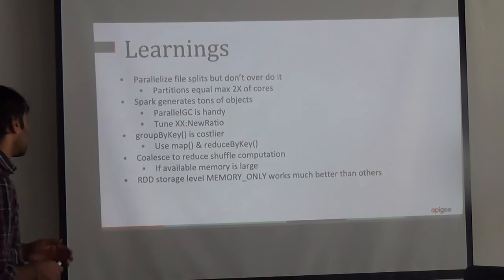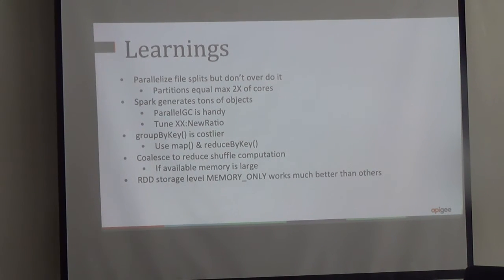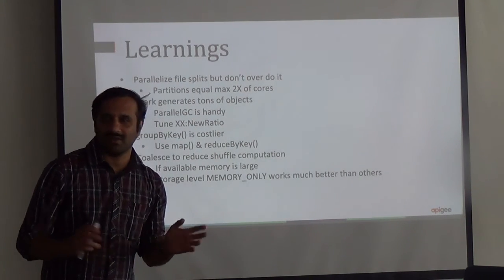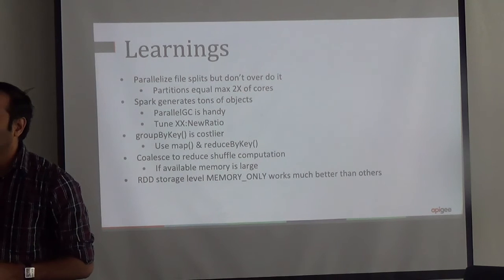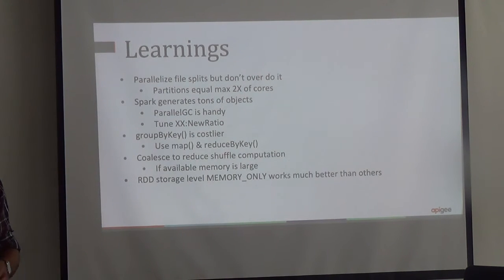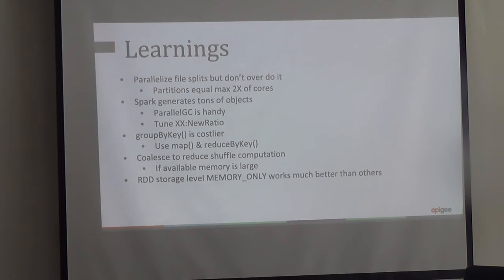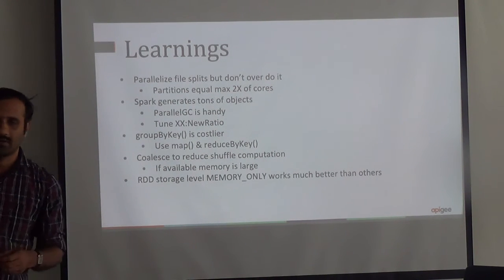So some of the learnings that we had: I initially was overenthusiastic to do lots of parallelization. It's actually a dampener. You just don't do so much parallelization. You just do whatever is required. Like if you have n cores, at max you can go to 2x cores. That is one thing that we have done.